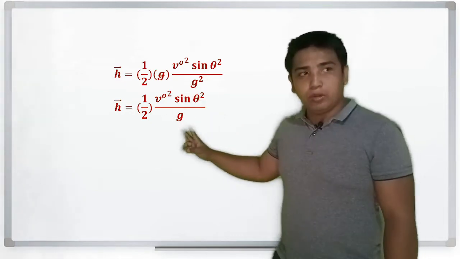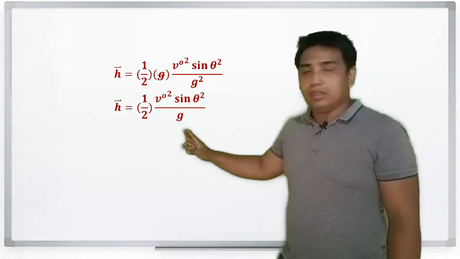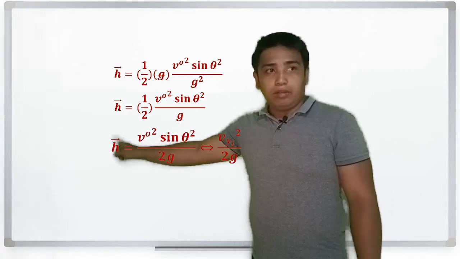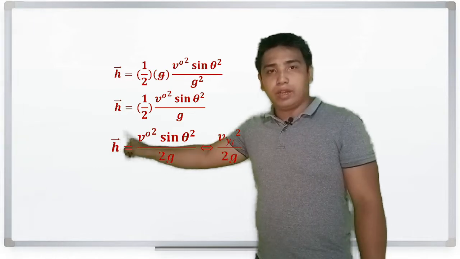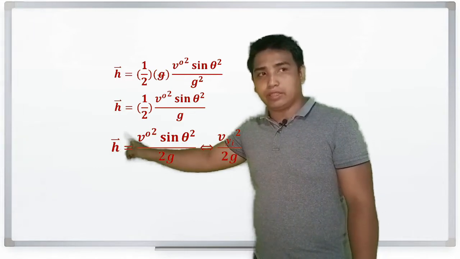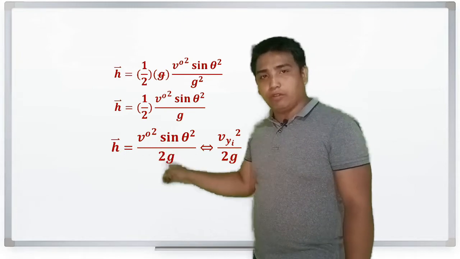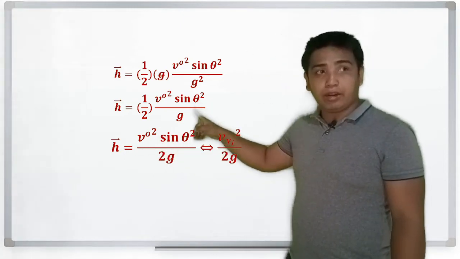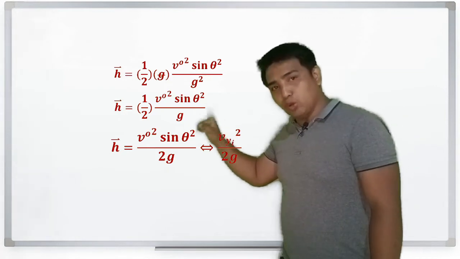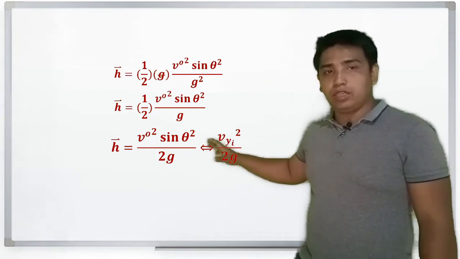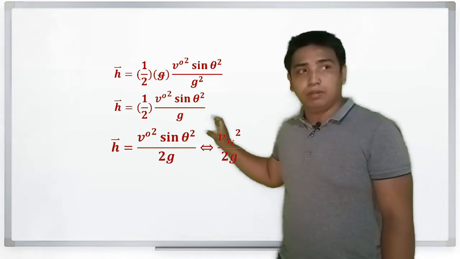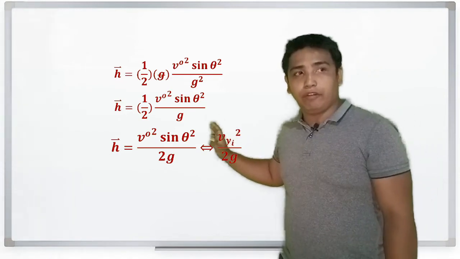You will notice that this is just equal to Vo squared, the initial velocity squared, times sine squared theta all over 2g, which is also equal to Vyi to the power of 2 all over 2g. So that is how we get the formula for the maximum height reached by our projectile.